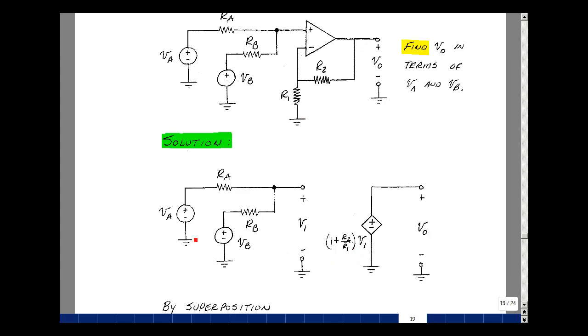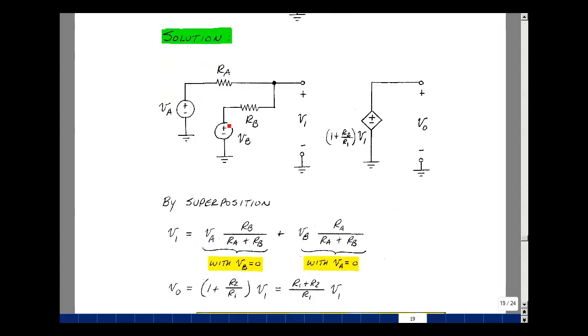Now, since I have two sources, I could use superposition to find the results, so let's do that. If I set this source equal to 0, the voltage V1 due to V sub A is going to be a voltage divider of R sub B over R sub A plus R sub B times V sub A. If I now set V sub A equal to 0, making it a short circuit, I have the resistor R sub A back to ground. That's a voltage divider of R sub A over R sub A plus R sub B times V sub B.